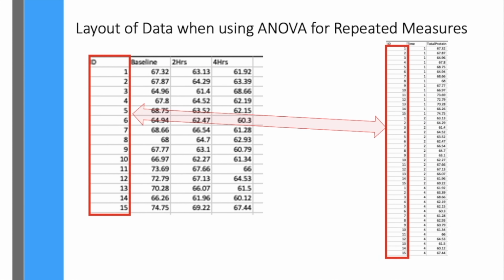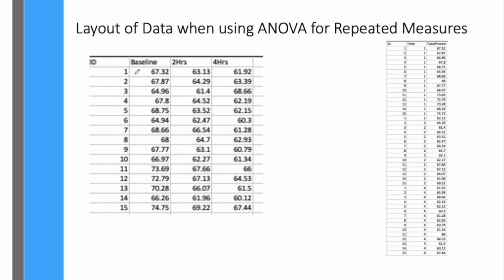And lastly, you have the ID column. So this means that the first sample observed at baseline, 2 hours and 4 hours will be the ID1, observed at baseline which is 67, observed at 2 hours which is 63, and observed after 4 hours which is 61.92.